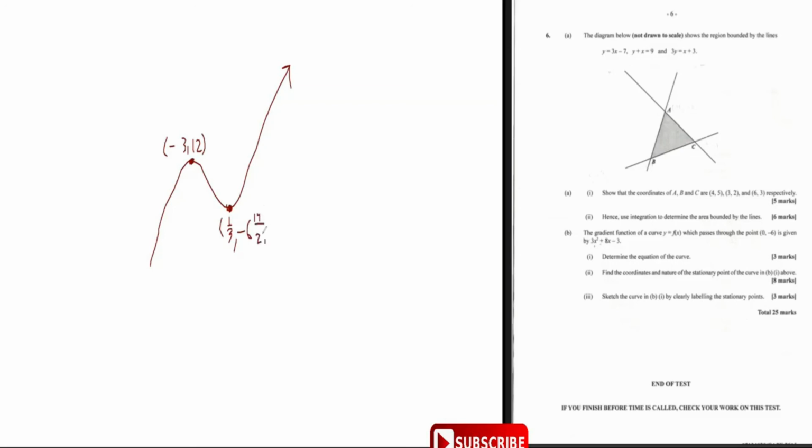And once you sketch those points, you can always put in your axes afterwards. So let's put in the axes. The x-axis is in between minus 3 and 1/3. This is x being 1/3, x being minus 3. The x-axis is somewhere between here, closer to 1/3. And for my y-axis, if this is positive 12 and this is minus 6 and 4/27, it's closer to down here.